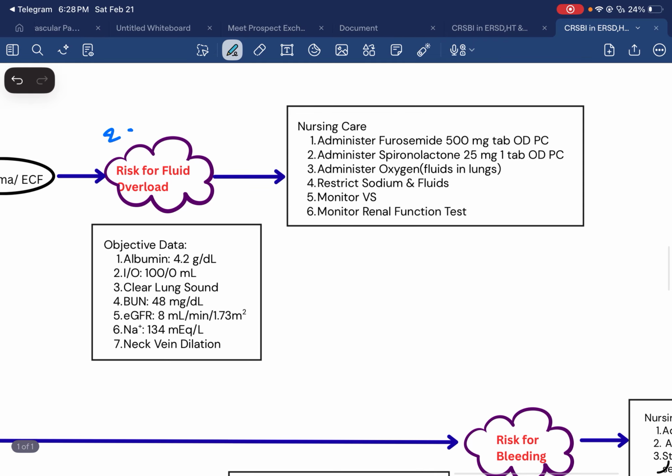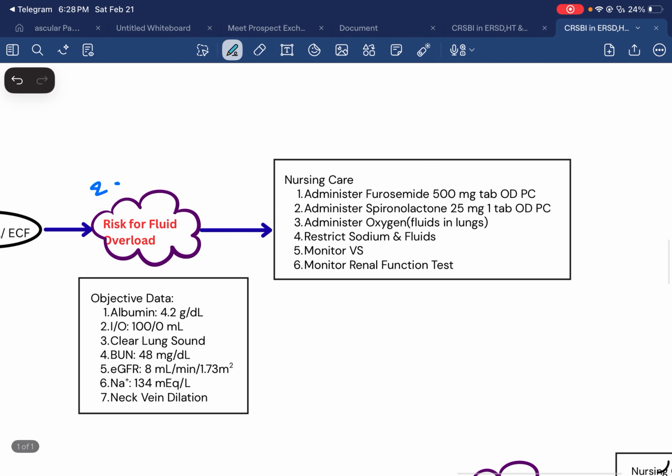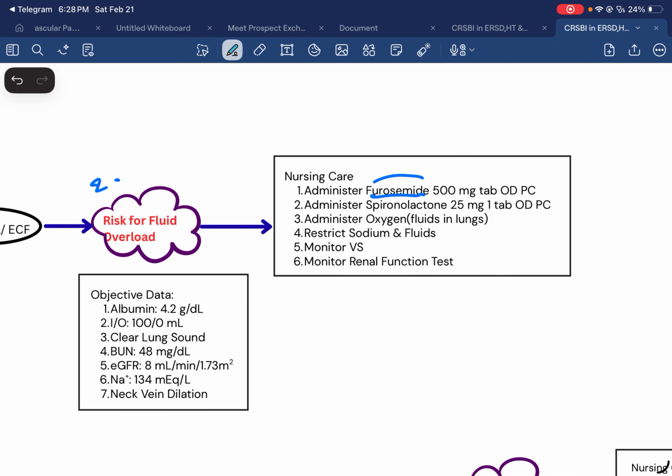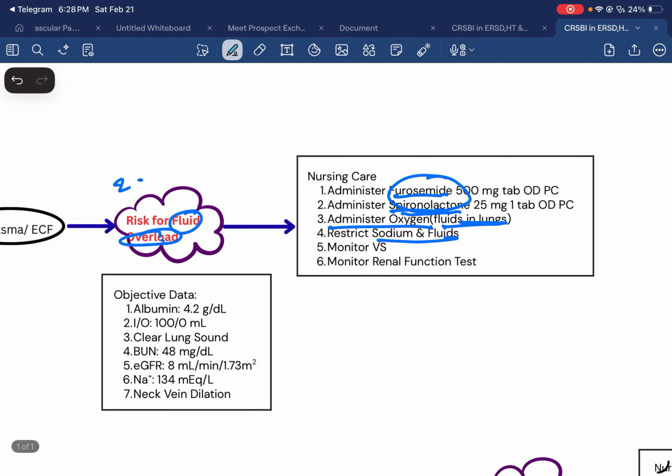So nursing care is to administer furosemide, which is a diuretic, and spironolactone. And in severe cases of fluid overload, fluid can travel to the lungs, and it will cause impaired oxygenation. Therefore, it is important to administer oxygen in fluid overload patients and restrict sodium and fluids.